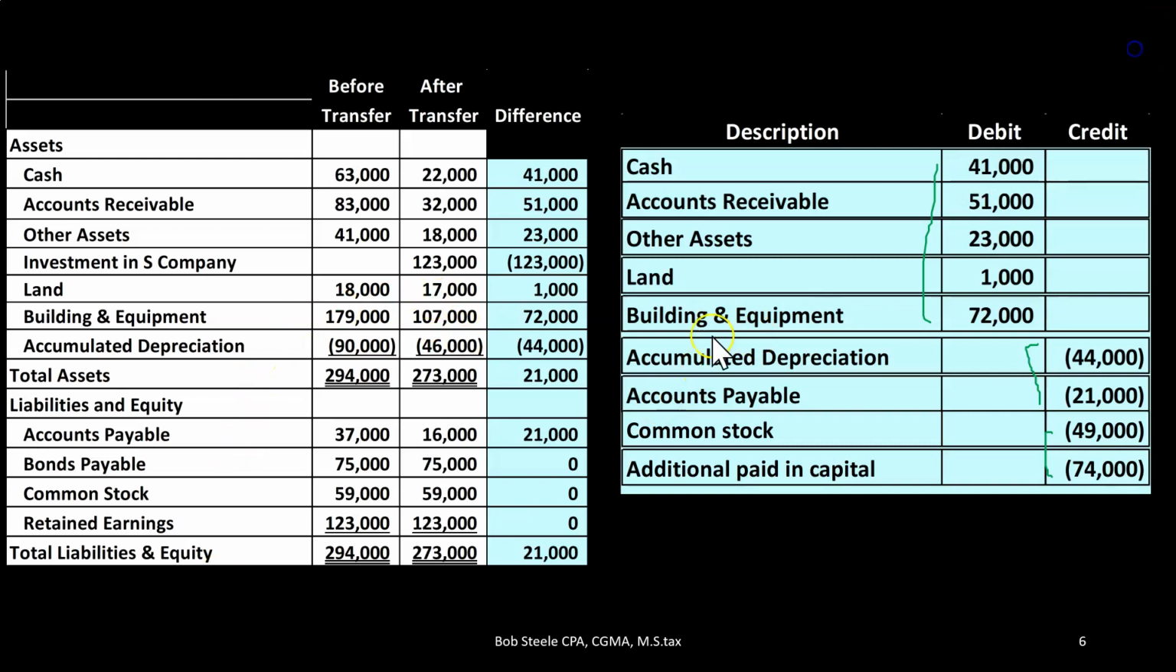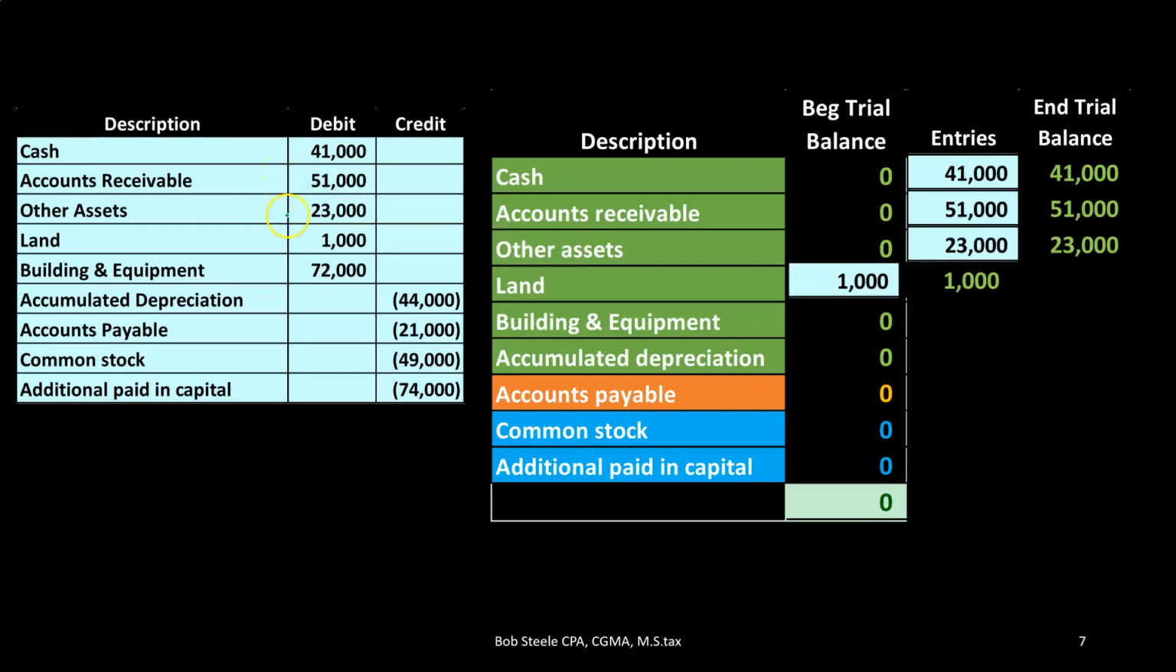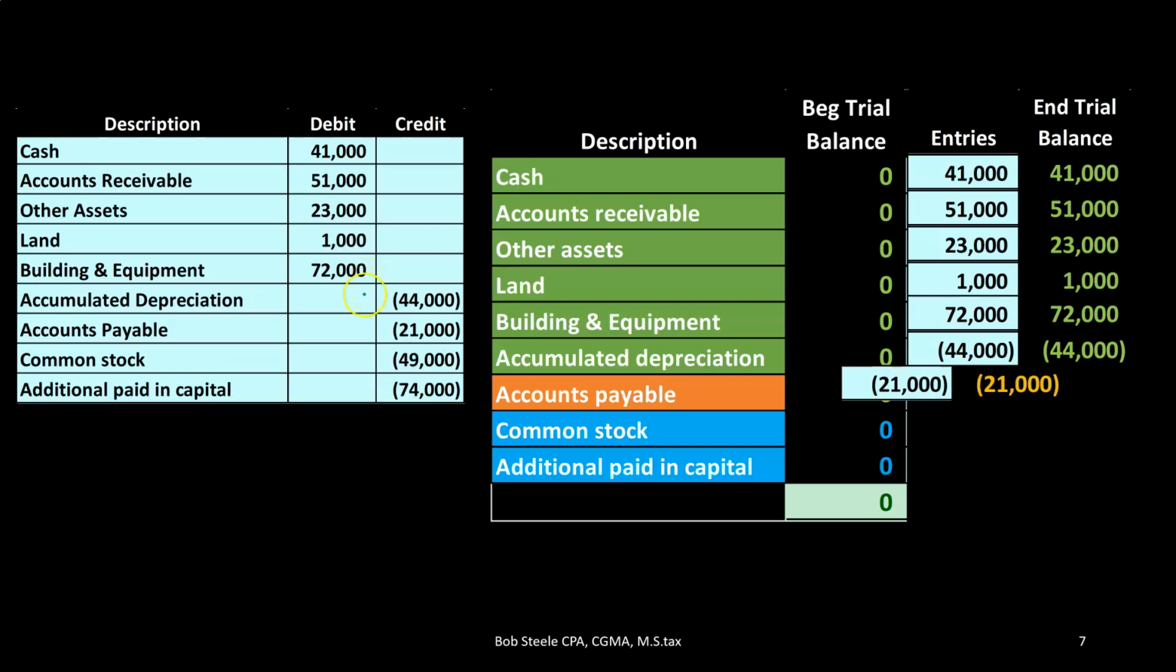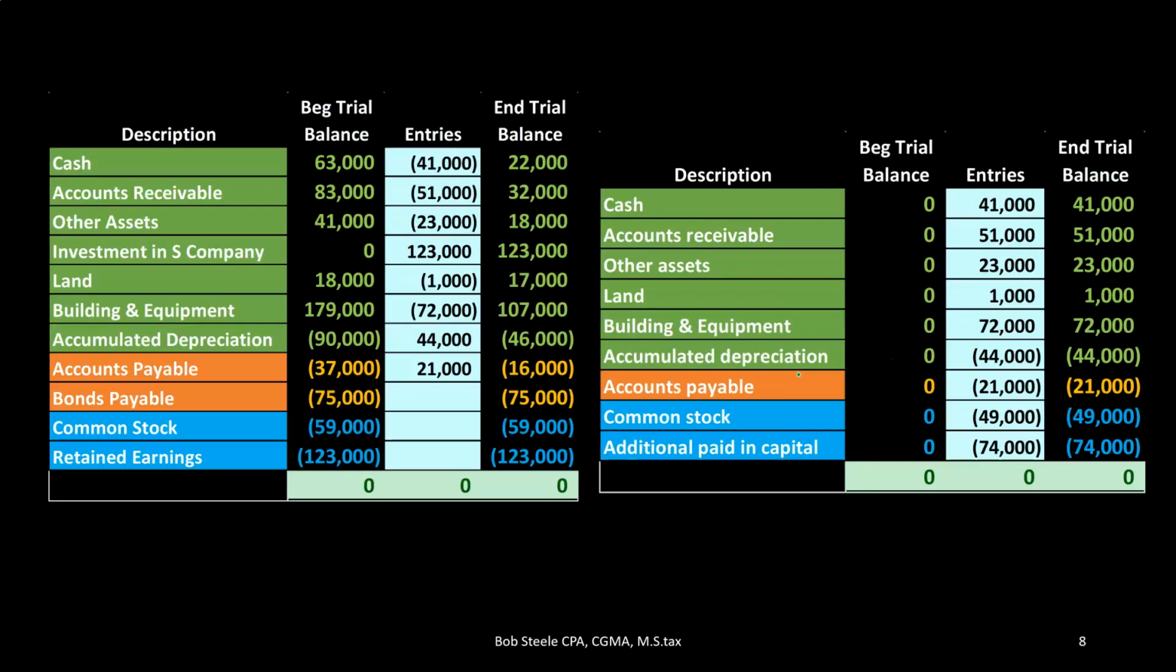All right. So then if we were to post this, we have a fresh company here that has nothing in it thus far. Here's the journal entry. This is the S, the new company that's being created. Second company, new company being created. We're just going to debit. The cash is going to go up by the 41,000, the accounts receivable by 51,000, the other assets. We're just putting this information into the empty shell: the land, the building and equipment, then the related accumulated depreciation, the accounts payable, and then the common stock and the additional paid in capital. So, and then there it is. So now we've just created our subsidiary.